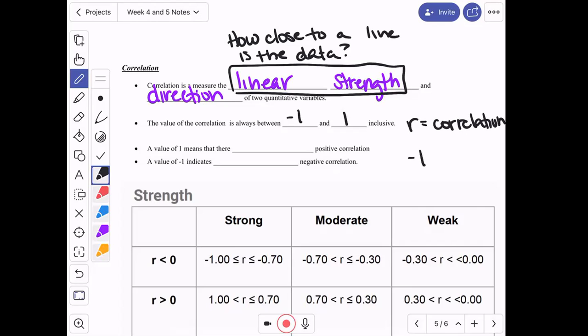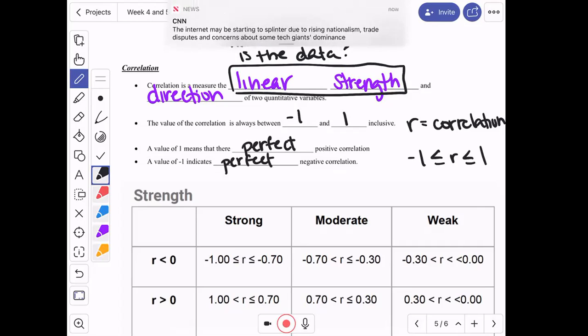And R is always in between -1 and +1. A value of 1 means that there is what we call perfect positive correlation. A value of -1 indicates perfect negative correlation. So you have what's called perfect positive or perfect negative correlation. If it's perfect positive, for every increase in X, Y is going to increase by the same amount every time. If it's negative, for every increase in X, Y is going to decrease by the same amount every time.